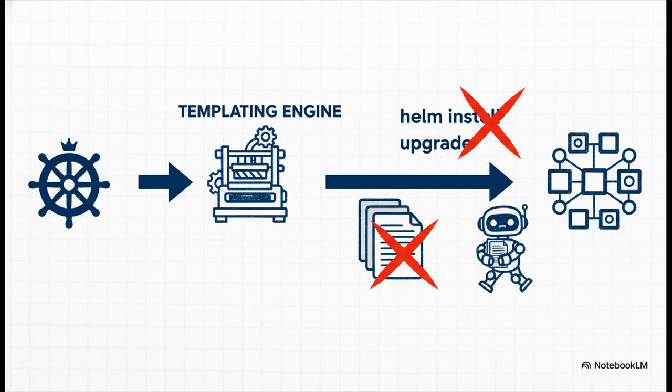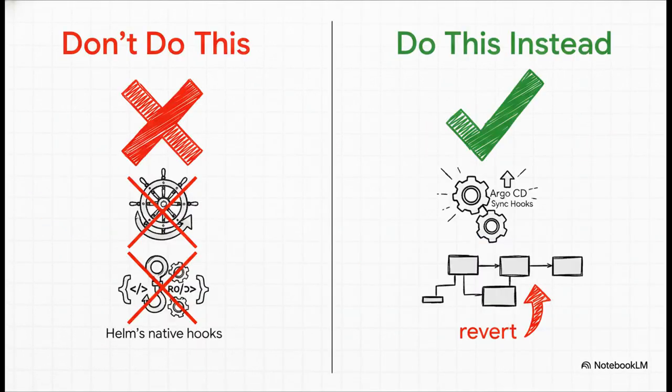Argo CD does not run Helm install or Helm upgrade. It uses Helm strictly as a templating engine. It just says, hey Helm, take this chart and these values and just give me the raw YAML. Then Argo CD's own engine takes that YAML and applies it to the cluster. And that has some big implications, right? It totally changes your workflow.